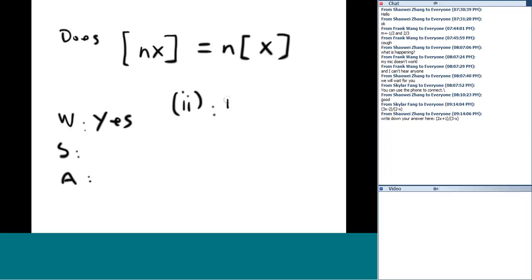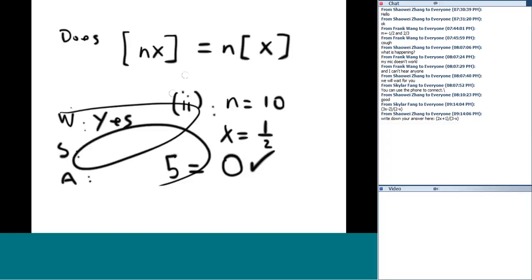Okay, let n equal 10. Then x equals 1/2. So the left side is 5, and the right side is 0. Only one works. Yeah, only number 1 works. Oh, 2 and 3 don't. All right.